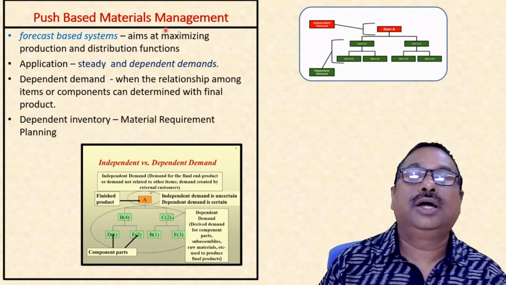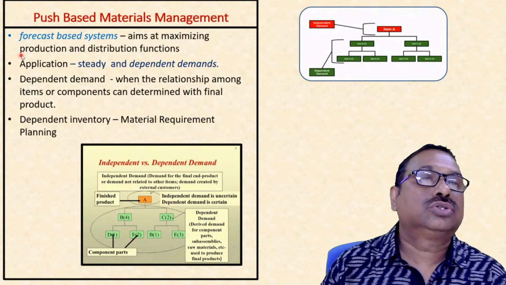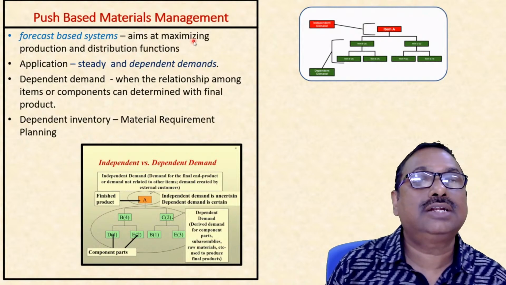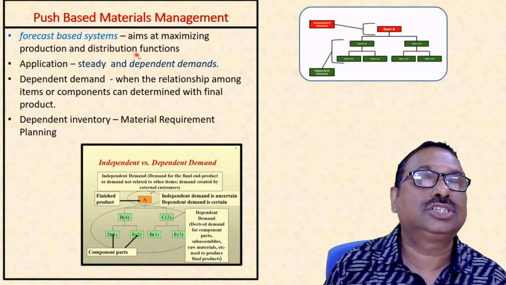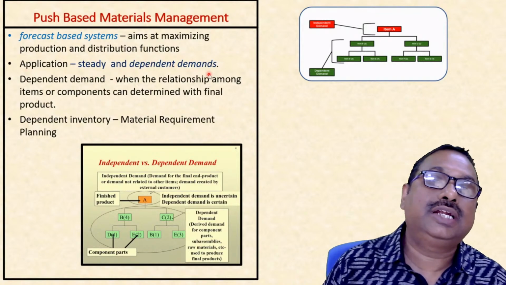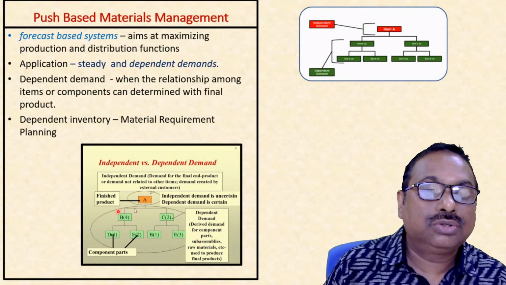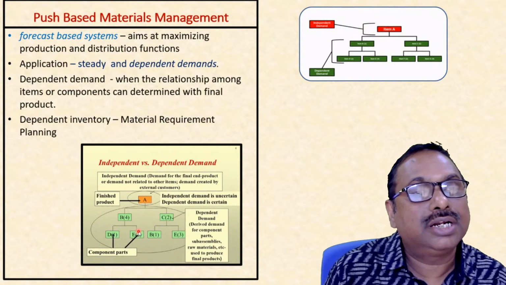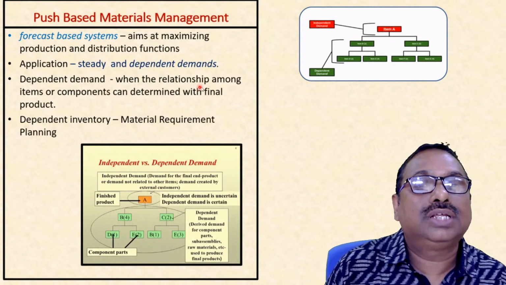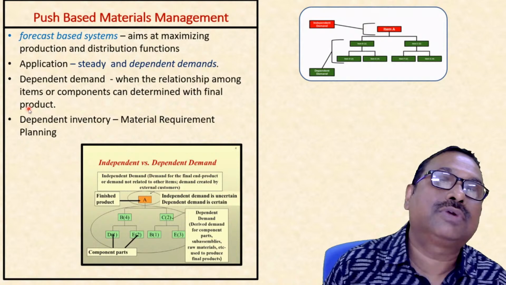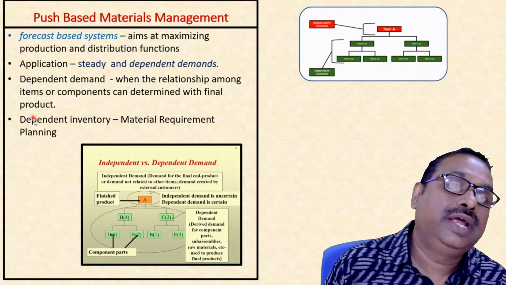So push-based material system is a forecast-based system. It aims at maximizing production and distribution functions, and the application is steady and dependent demands. We know there are two types of demand: one is dependent demand, another is independent demand. Dependent demand is when the relationship among the items or components can determine which final product is dependent.